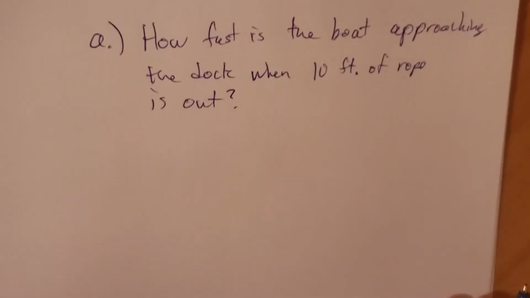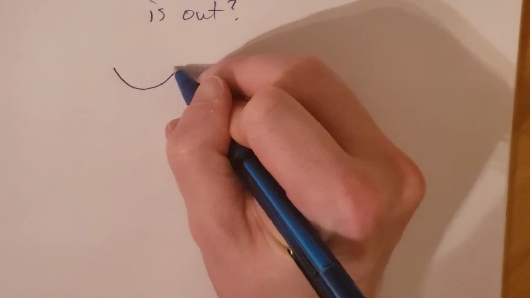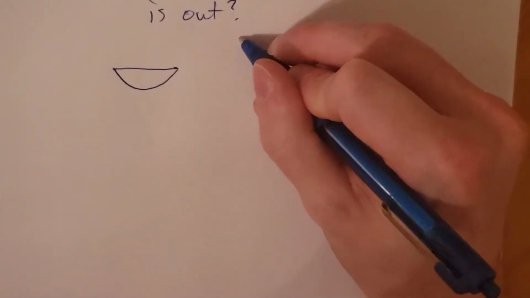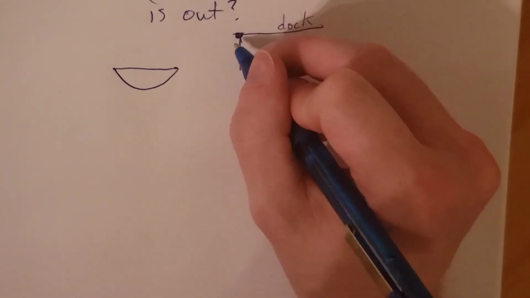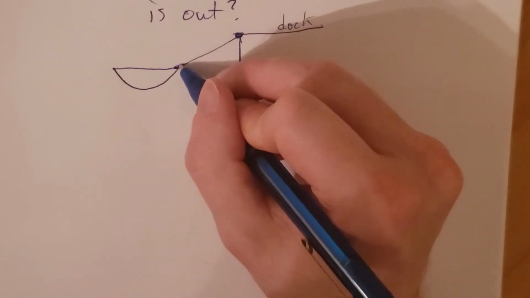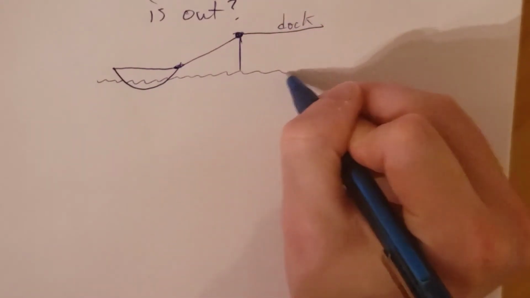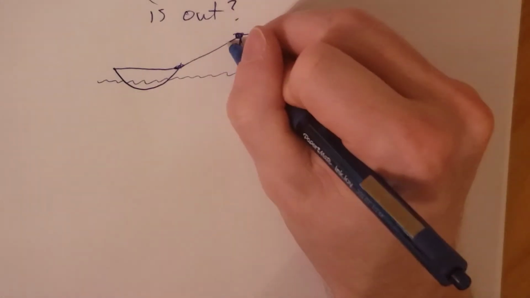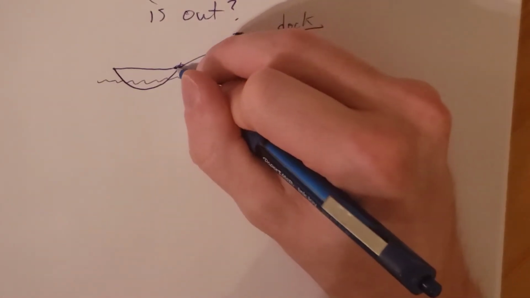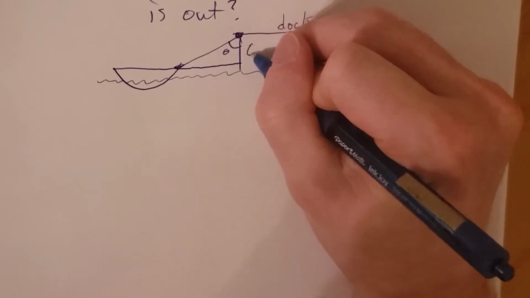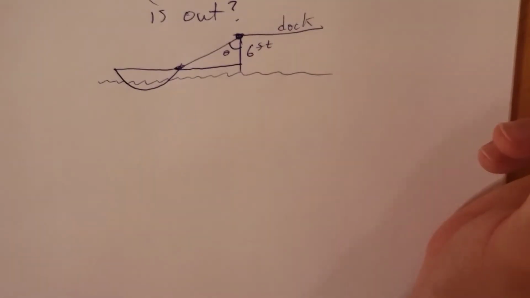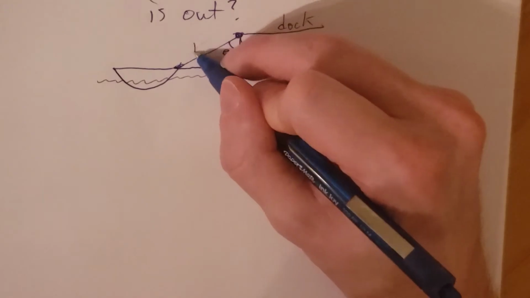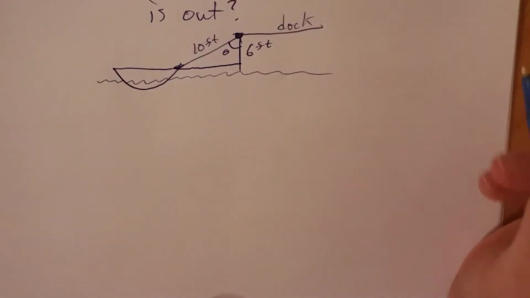Okay, so to solve this problem again, we want to draw a picture to see what's going on. So let's draw the boat here, and we have a dock. There's a rope attached to the top of the dock and the bow of the boat. Here's the water. And we have some angle theta here. We know that the dock is 6 feet up, above the bow of the boat at least. And we know that currently there is 10 feet of rope out.